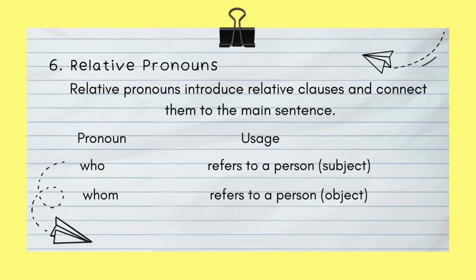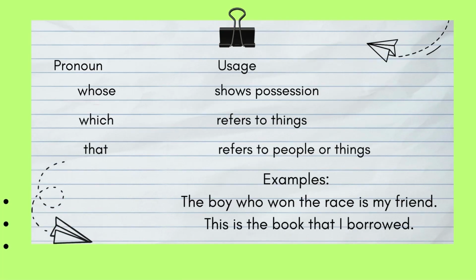6. Relative pronouns. Relative pronouns introduce relative clauses and connect them to the main sentence. Pronoun, usage. Who refers to people, subject. Whom refers to people, object. Whose shows possession. Which refers to things. That refers to people or things. Examples. The boy who won the race is my friend. This is the book that I borrowed.